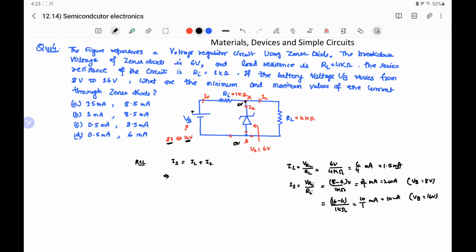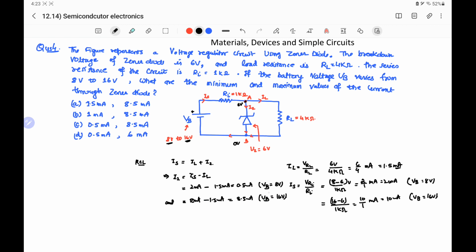So Zener current will be equal to IS minus IL. It will be equal to IS is 2 milliampere and IL is 1.5 milliampere, and it will be equal to 0.5 milliampere, and this will happen when VB is 8 volt. Similarly, it will be equal to 10 milliampere minus 1.5 milliampere. It will be 8.5 milliampere when VB, that is the voltage of battery, is 16 volt.